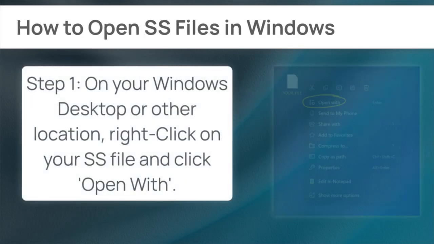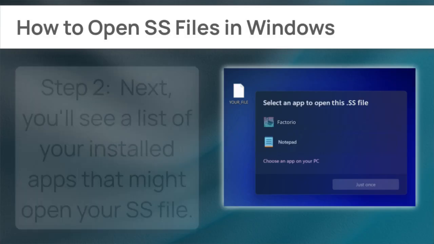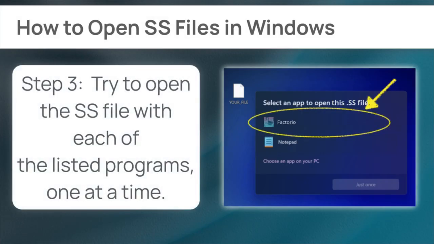Time to see which installed program links the file. Right-click the SS file and select Open With. Test Factorio if you see it. If it is missing, select any other program and keep checking until the file opens.